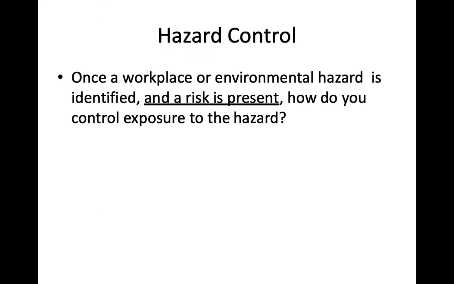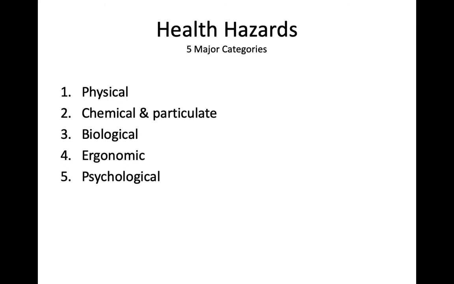So, as I've said, once a workplace or an environmental hazard is identified and a risk is present, how do you control that exposure to the hazard? We'll talk about that in the second half of the presentation. So let's start talking about health hazards. There are 5 major categories: physical, chemical and particulate, biological, ergonomic, and psychological.